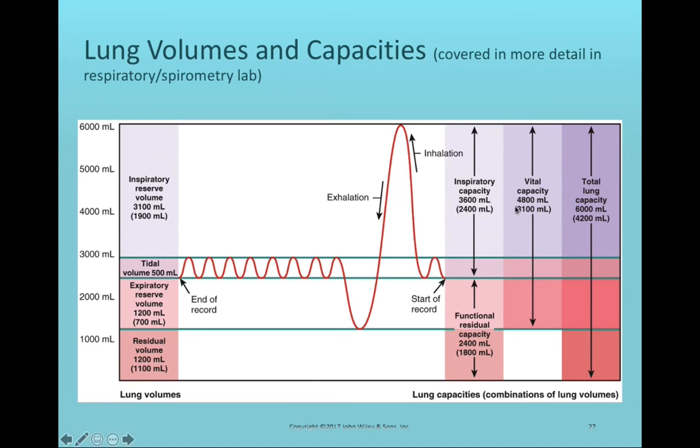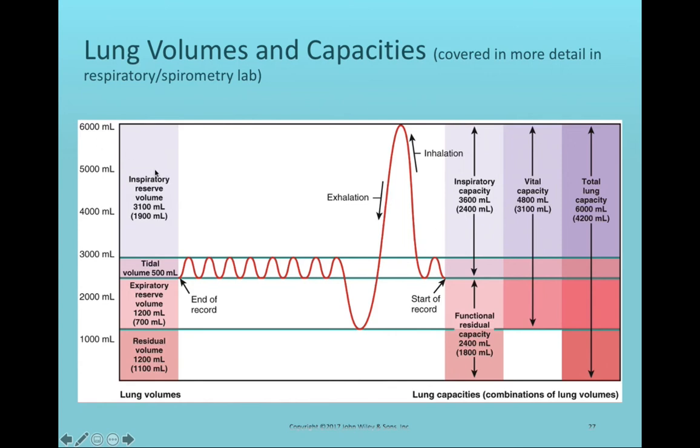Now we have one other lung capacity known as the vital capacity. Now the vital capacity is almost the same as the total lung capacity, but it doesn't take into account the residual volume. The vital capacity refers to all of the amount of air that can come in and out of the lungs normally. Remember, the residual volume is always left over in the lungs, so we won't take into account the residual volume when we're inhaling and exhaling. The vital capacity is 4,800 milliliters in males and 3,100 milliliters in females.